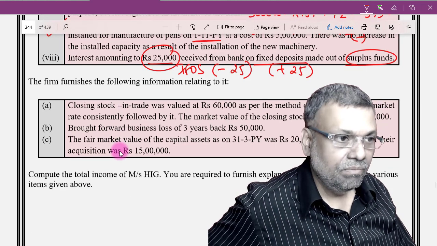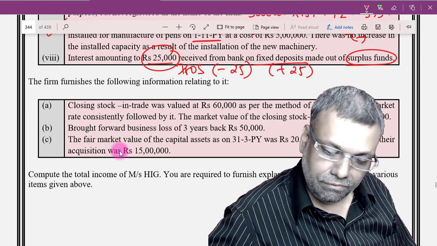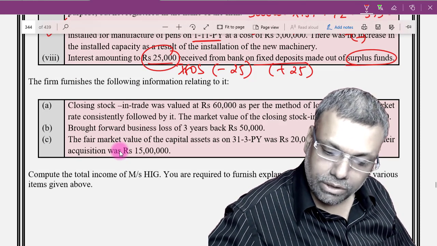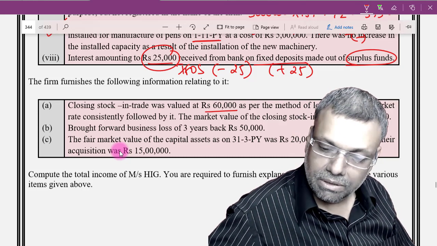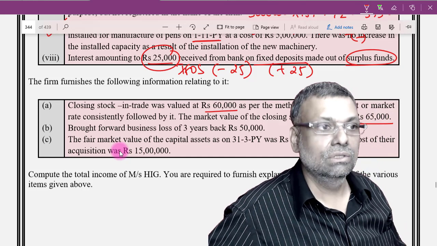Okay. Further, the firm furnishes the following information relating to it. Closing stock in trade was 60,000 as per the method of lower of cost or market value. Market value of the closing stock was 65,000 rupees.